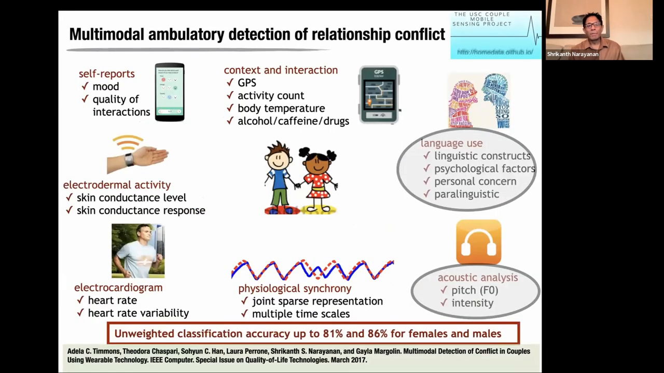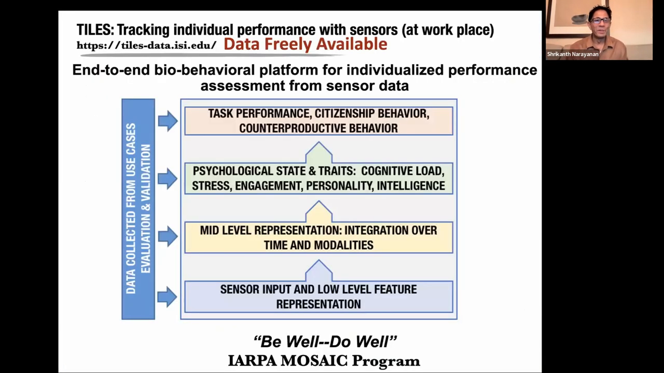by using a variety of multimodal sensors: electrodermal activity, heart rate variability, context of where they are, measures of synchrony, and language use. About 80 to 85% of the time, they can predict an upcoming conflict from these signals, even better than the people's self-report of how their day was going. In fact, they are trying to use devices to support intervening in conflicts before they happen. They even have a startup on this too.